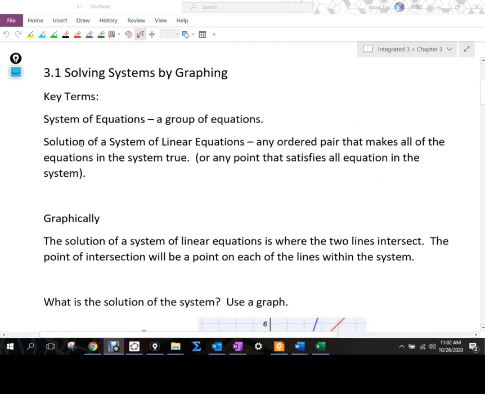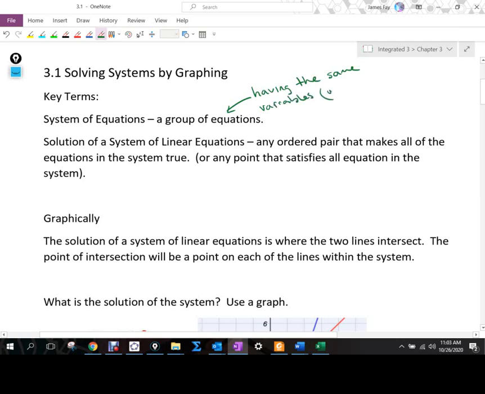Okay. So in doing this, we need to talk about solving systems by graphing. Just some key terms we've talked about in the past, but I'm reiterating them. A system of equations is just a group of equations having the same variables.